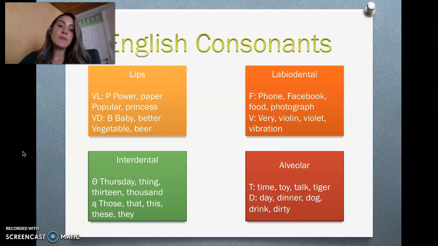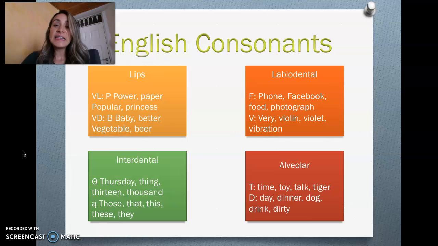The English consonants, a little bit of example. We use the mouth. You look at me, at the mouth and the lips. The lips are used in this part, and the pronunciation is a little bit strong. Example: power, paper, popular, princess. And with my lower lip, the inferior lip: baby, better, vegetable, and beer.